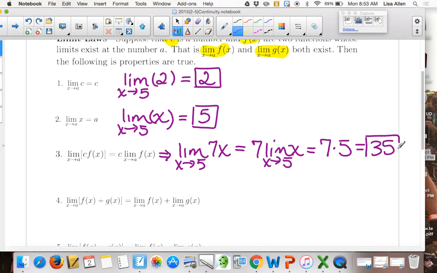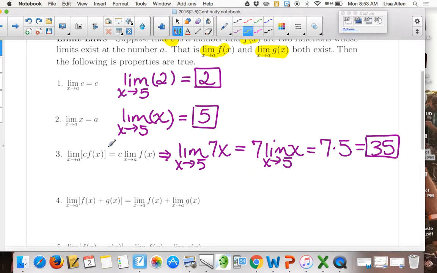So you could do a direct substitution with 7x, 7 times 5, or you could pull the constant out front. Either way. The point is that sometimes we want to pull this constant out front, and it's very handy, especially when it makes the expressions a little easier, with smaller numbers and so forth.